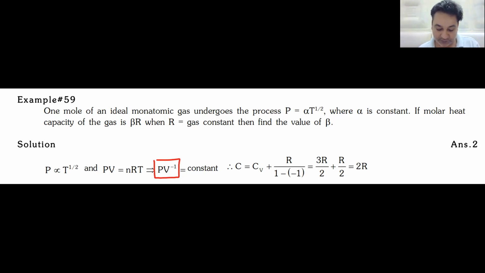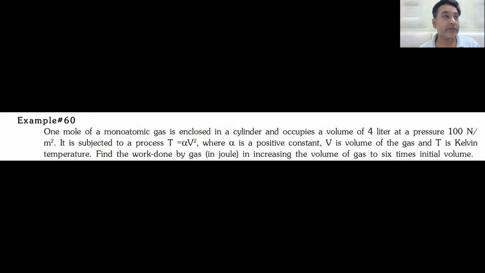Okay. One more question on this. Let's see how quickly you can do this. 1 mole of a monatomic gas is enclosed in a chamber and occupies a volume of 4 liters at a pressure of 100 Newton per meter square. It is subjected to the process T is equal to alpha V square, where alpha is a positive constant, V is the volume and T is temperature in Kelvin. Find the work done in increasing the volume to 6 times the initial volume.